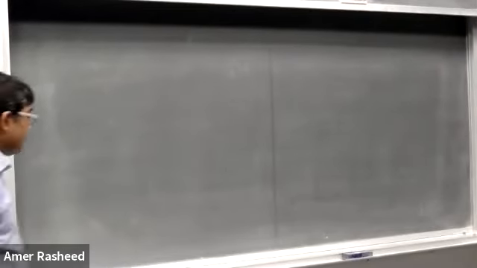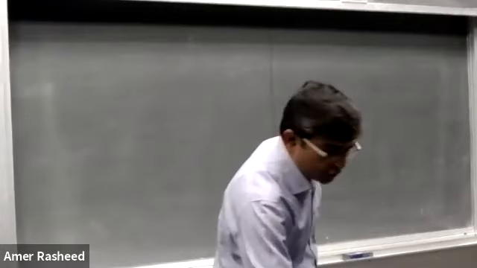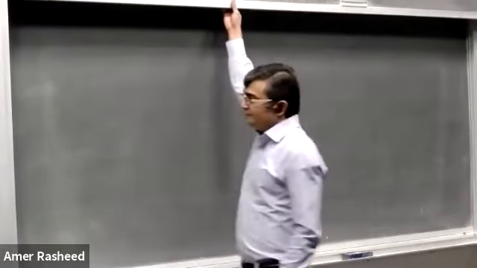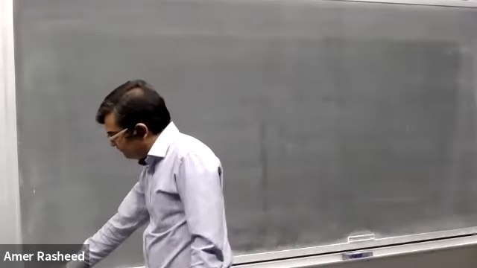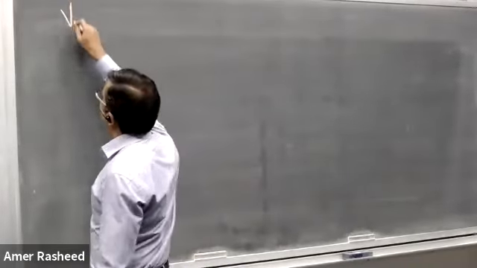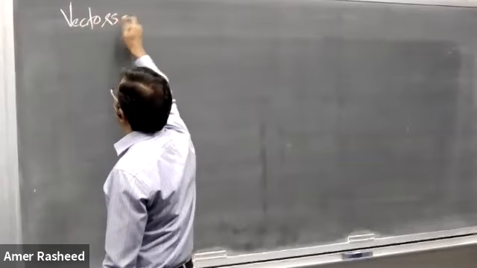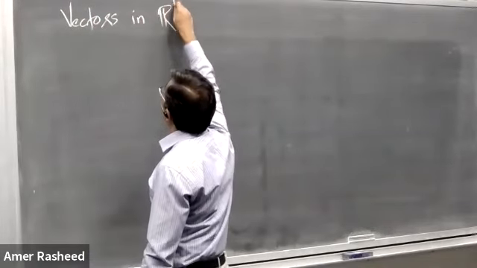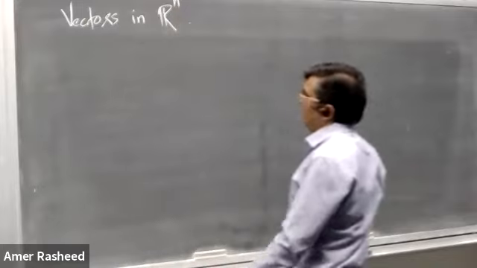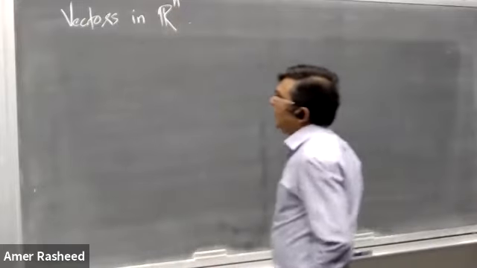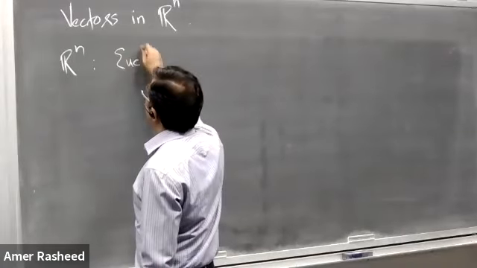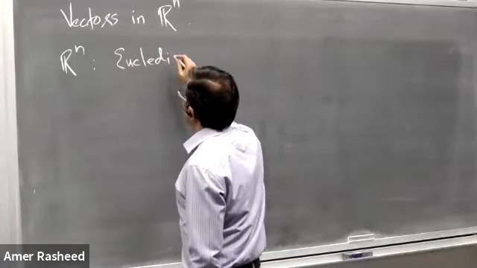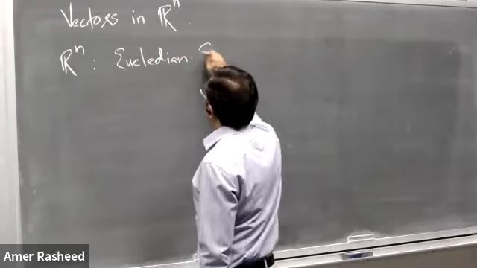So let me now start a new topic, which is vectors in higher dimension, or you can say vectors in Rn. Now, n could be anything. Rn is usually called Euclidean space.